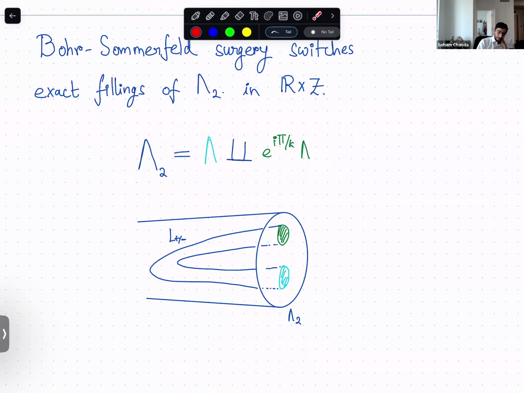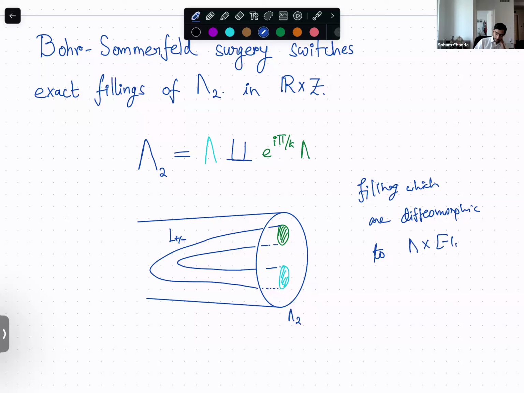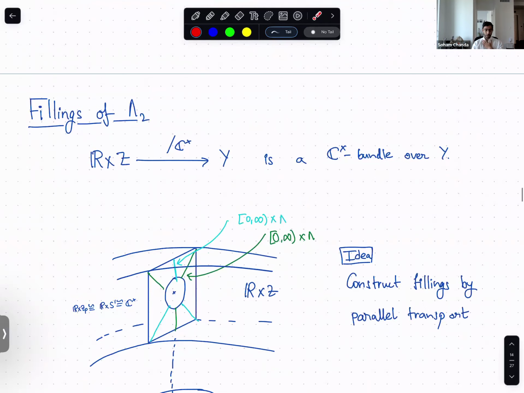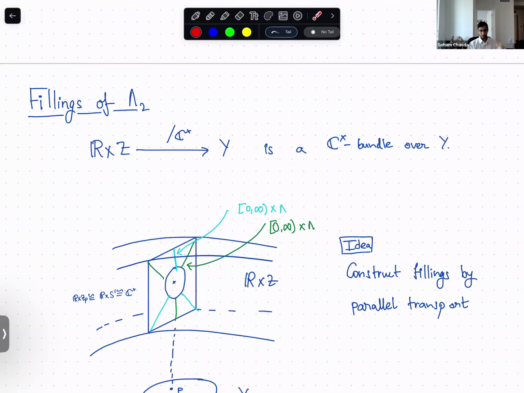Well, what type of fillings? I should say that I'll look at fillings which are diffeomorphic to lambda times minus 1, 1. So this will be a cylinder's worth of filling. And this choice, you should see that Polterowitz surgery, I was actually doing something like this, where lambda was a sphere. And you will see that this is why we can recover Polterowitz surgery here. Okay, now I want to tell you about the fillings of lambda 2.